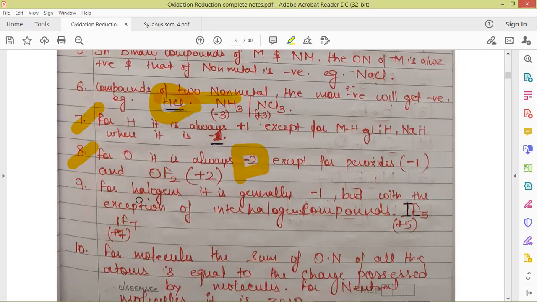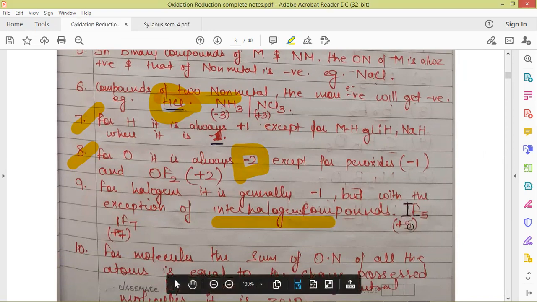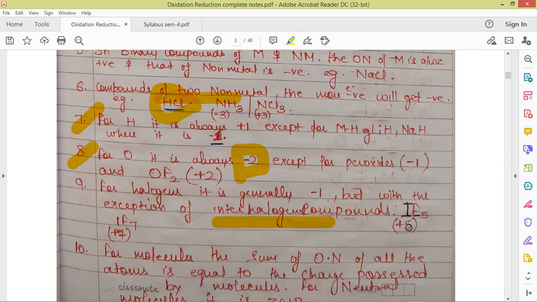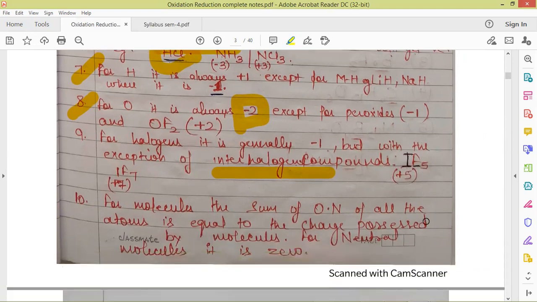For halogens it is generally -1, but with the exception of interhalogen compounds, the compounds formed between elements that are both halogens. So halogens can acquire a positive charge. The bigger size halogens have a positive charge and the more electronegative elements have a negative charge. So here in IF5 it is +5 for iodine and in IF7 it is +7 for iodine, and in both the cases fluorine is -1.